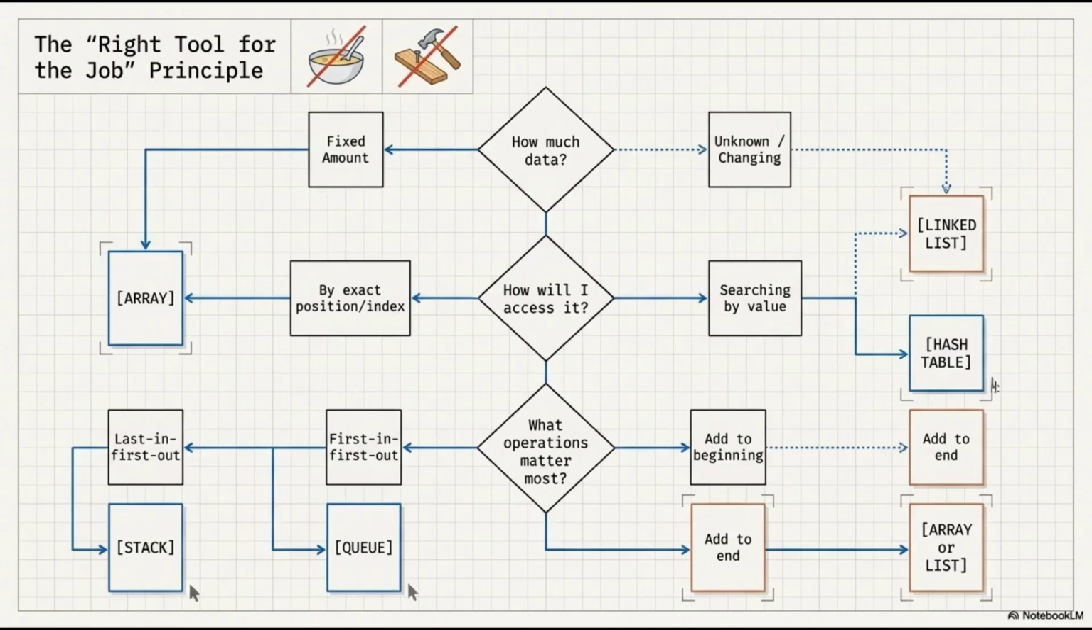This decision tree concept brings it all together. Asking simple diagnostic questions leads you directly to the right tool. You wouldn't use a hammer for soup, right? If you have a fixed amount of data, you go straight to an array. Need a last-in, first-out operation? Follow the flow directly to a stack. It turns complex architecture into a simple, elegant series of logical choices.